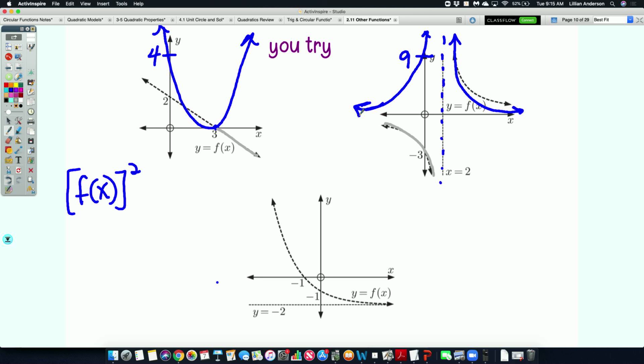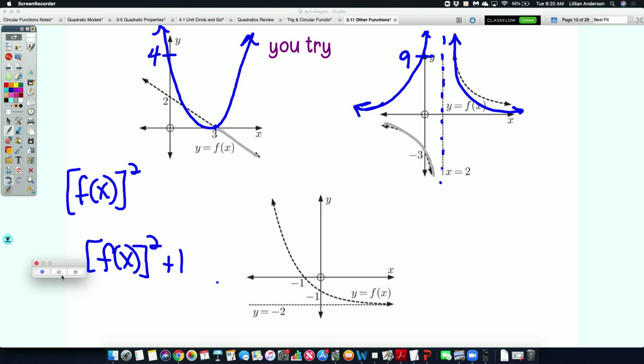Now this last one, it said for the graph you actually need to sketch that function squared +1. So you need to take care of the squared part first, and then after you do that, what should you do? You should move it up 1. Okay? So take care of the squared and then move it up.